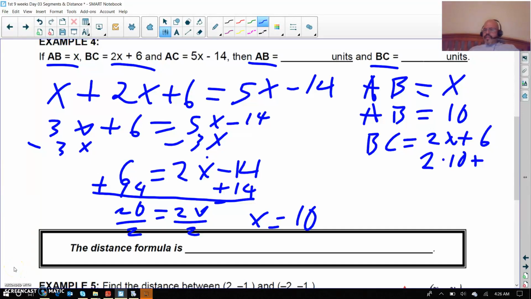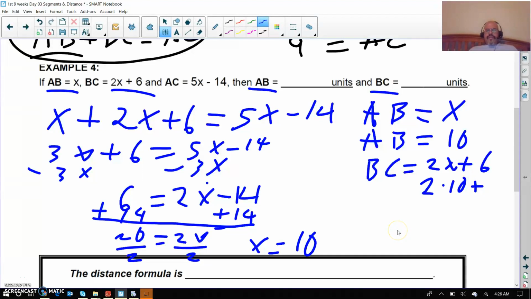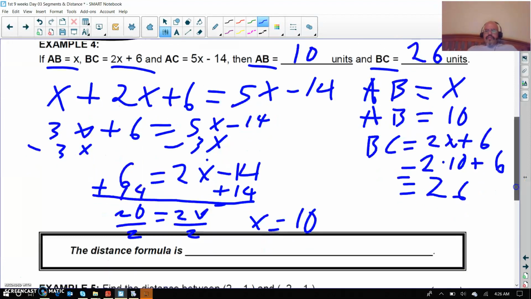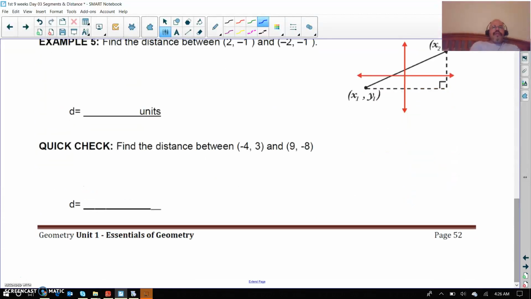Sorry, ran out of time on that last recording, but just to go ahead and finish off, we have BC is equal to 2 times 10 plus 6. And so that gives us a total of 26. So BC is 26 units, and AB is 10 units. Total of 36. Now, distance formula, good thing to go ahead and go by.